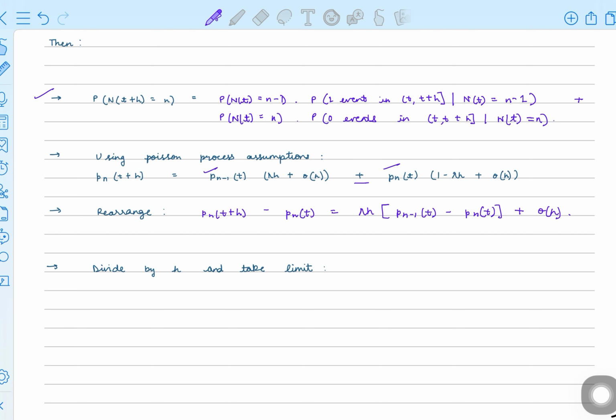It's important to expand this equation in order to solve it properly. Thereafter, we subtract p of t with the subscript n because we want to prepare the equation for differentiation. We take the equation which we've obtained and divide it by h.